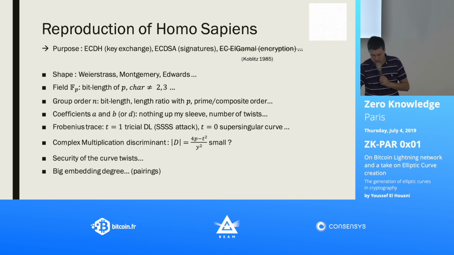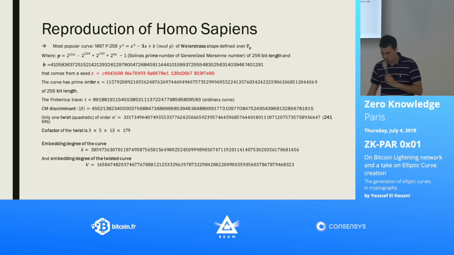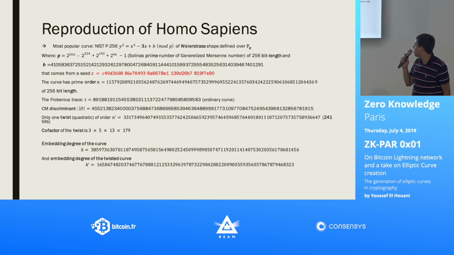So let's take an example. I think that this is the most famous elliptic curve, NIST P-256. I think that everyone used this, and we will try to understand why it is used, why it was standardized, and from where all those elements come from, except the one in red, we do not know.